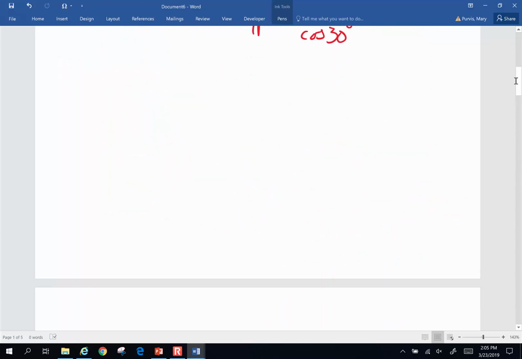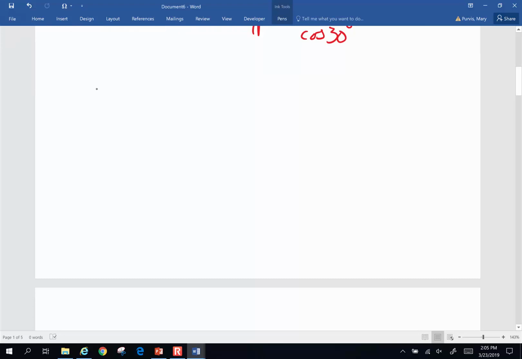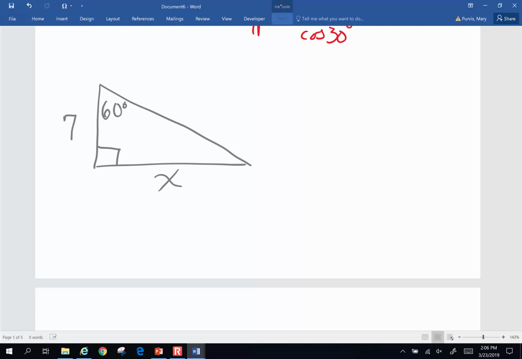Let's do another triangle. Here's my triangle. Let's say I have this angle, and I know this angle is 60, and let's say I know that this side is 7, and I want to find this side. I'm going to call that side x. So first thing I've got to do is look at identifying all of my sides. So this is the angle I'm going to work with.